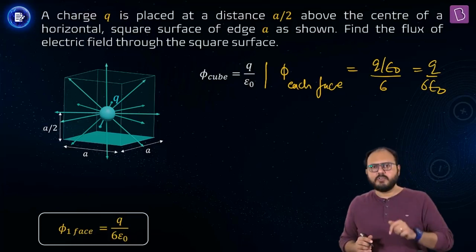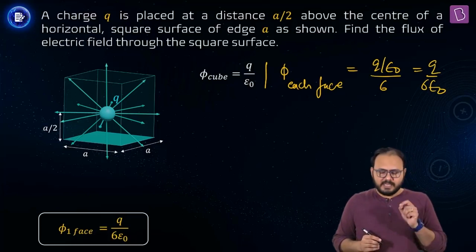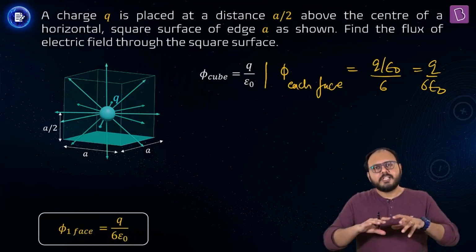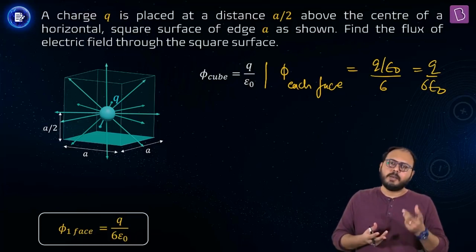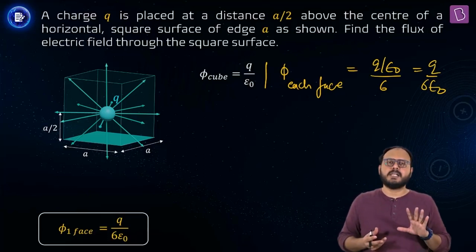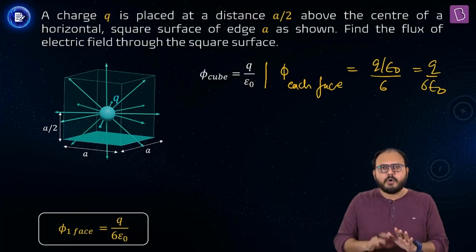So in that case, what will be true, sir? In that case, total flux through the cube will still be Q by epsilon naught. But flux through each face will not be Q by 6 epsilon naught. It will be dependent on the condition.